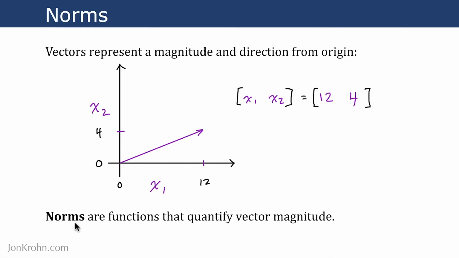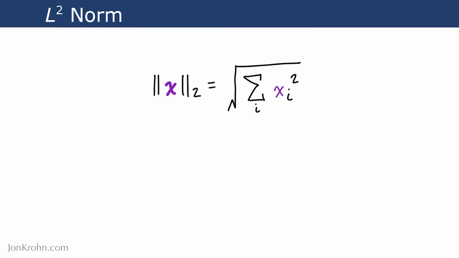Norms are a class of functions that allow us to quantify the magnitude, the length of a given vector. Of all of the norm functions, the most common and most important is L2 norm, which is described by this function here. So what we do is we square each of the elements in our vector, and then we sum up those elements and we take the square root after having summed all of them.